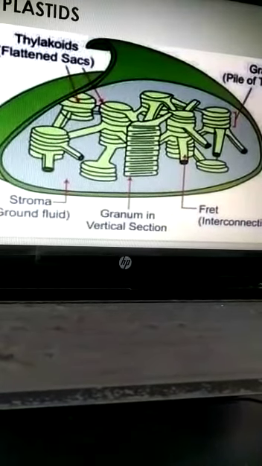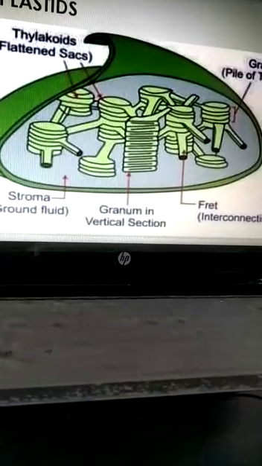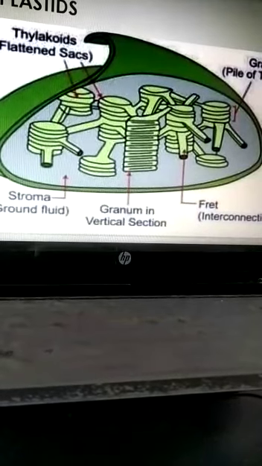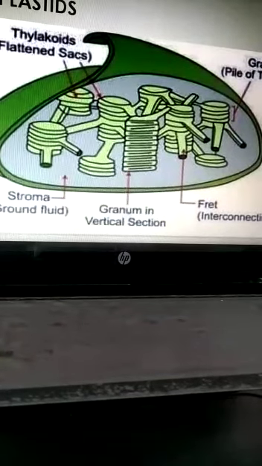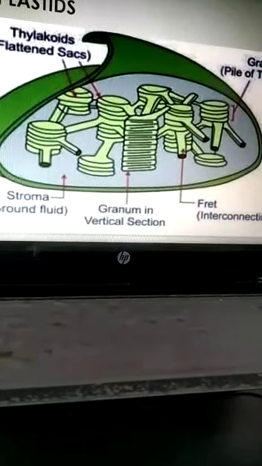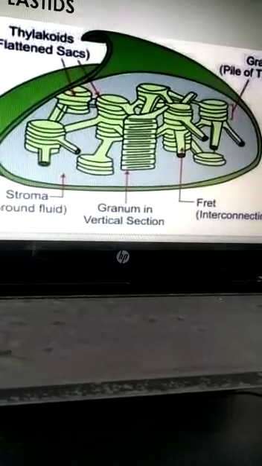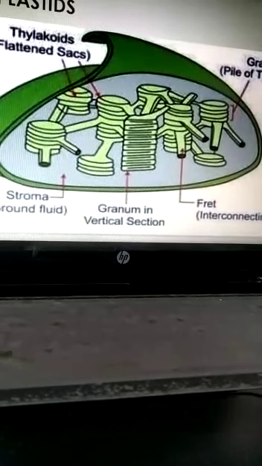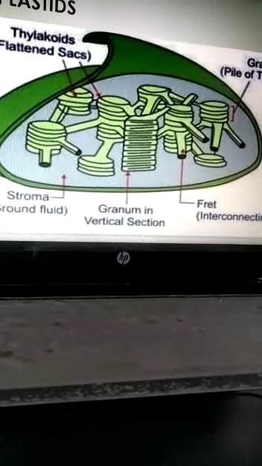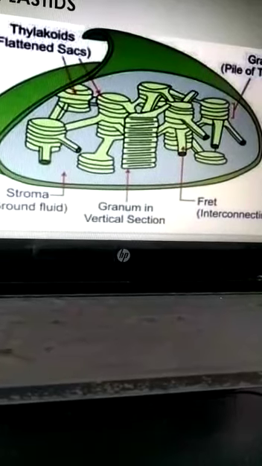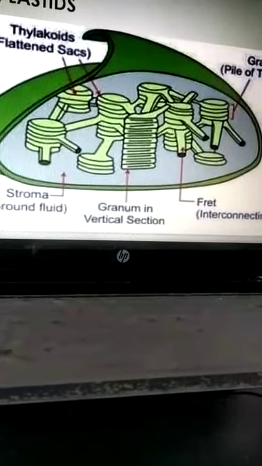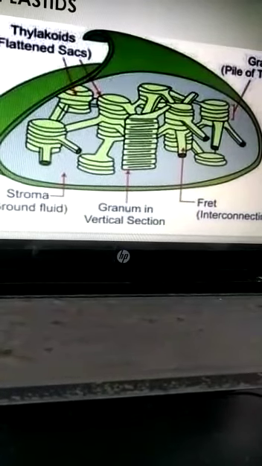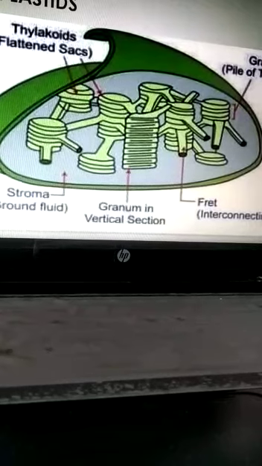Next is the grana. They are stacks of membrane-bound flattened sacs containing the molecules of chlorophyll. One thylakoid stack is known as granum. Each thylakoid has chlorophyll molecules on its surface that trap sunlight and take part in the process of photosynthesis.